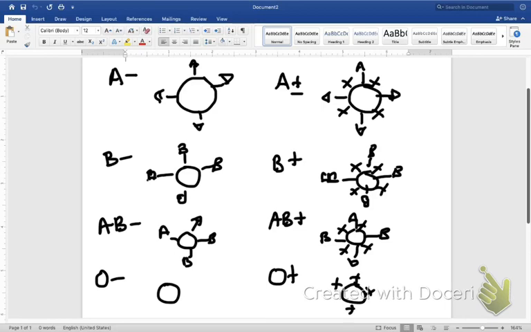So again, universal donor is O negative. They can give to anybody. Universal recipient is AB positive. They can accept from anybody because they recognize A's, they recognize B's, they recognize the positive rhesus antigen. And then if you give them a negative type of blood, it's fine because they still recognize the A part of it, the B part of it, or the AB, and then there is no other antigen to recognize. Okay.